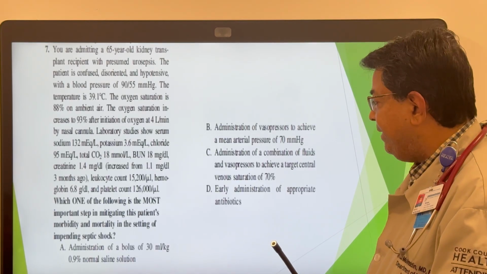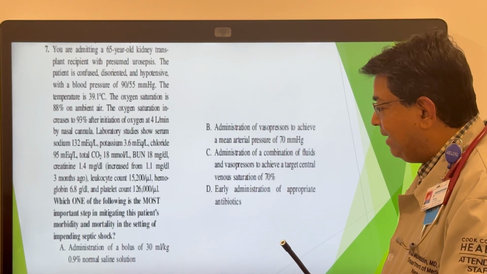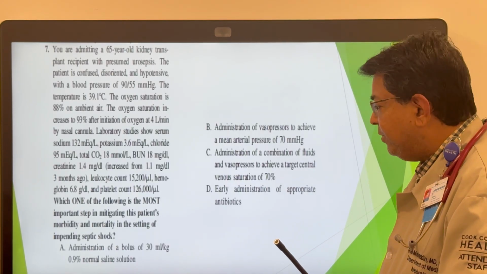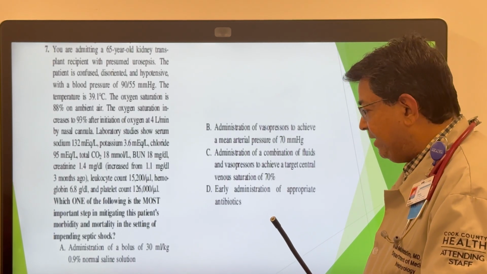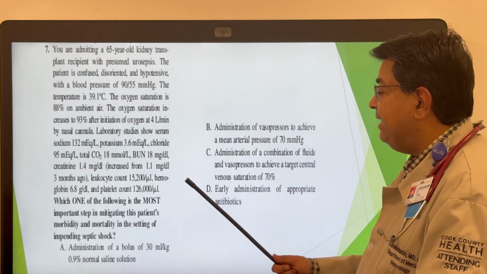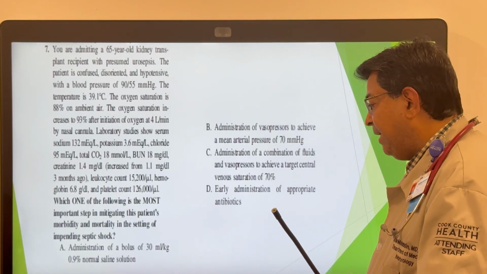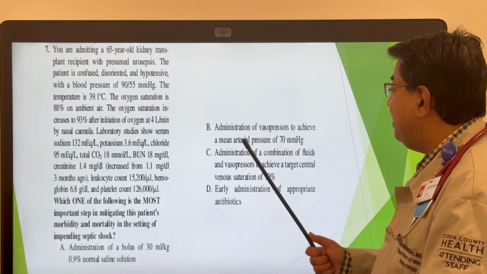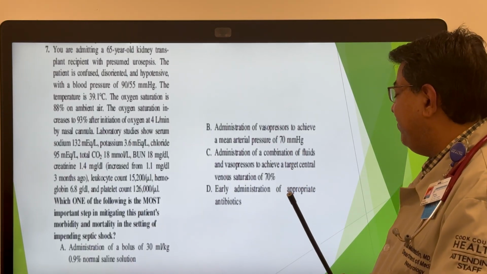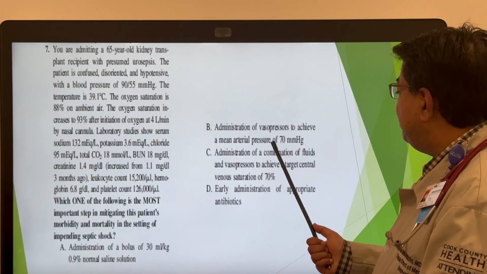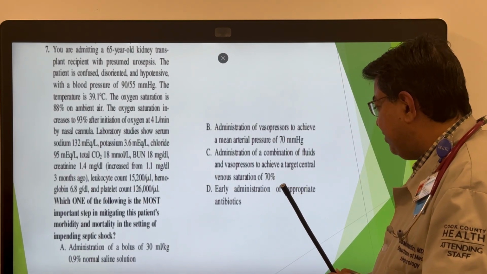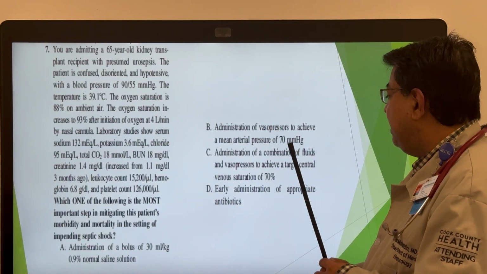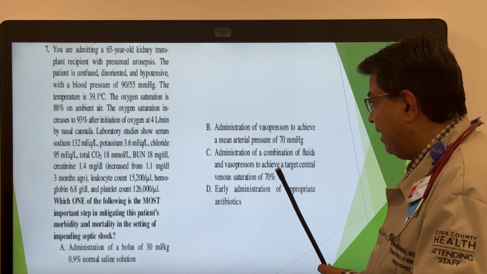Leukocyte count 15.2, hemoglobin 6.8, and platelet count 126,000. Which one of the following is the most important step in mitigating this patient's morbidity and mortality in the setting of impending septic shock? Administration of a bolus of 30 cc's per kg of normal saline, administration of vasopressors to achieve a MAP 70 millimeters of mercury, administration of a combination of fluids and vasopressors to achieve a target central venous saturation of 70%, early administration of appropriate antibiotics.